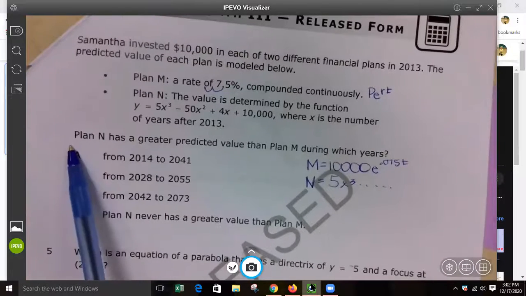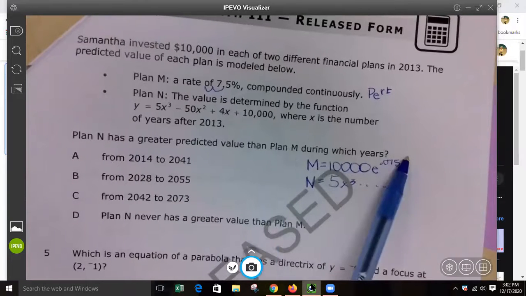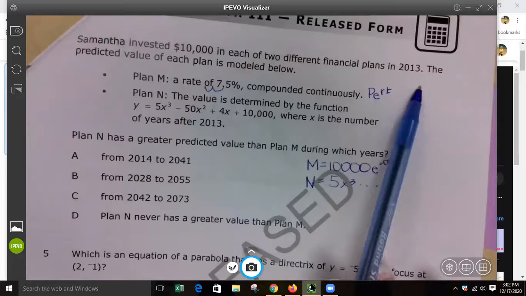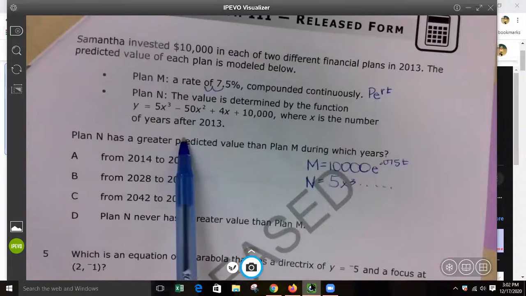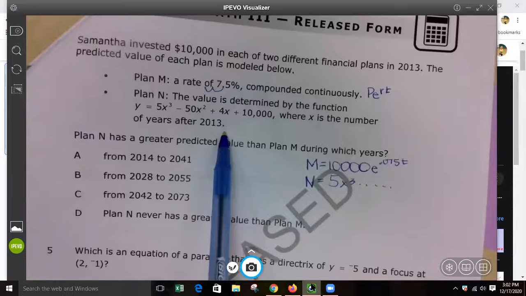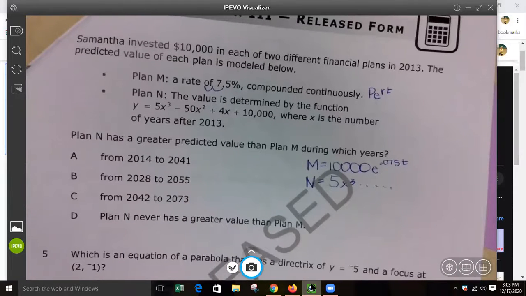It says plan N has a greater predicted value than plan M during which years, okay? So these are financial plans in 2013. It's the number of years after 2013. So you can plug those numbers in if you'd like. I usually just look at them. We can plug them in.